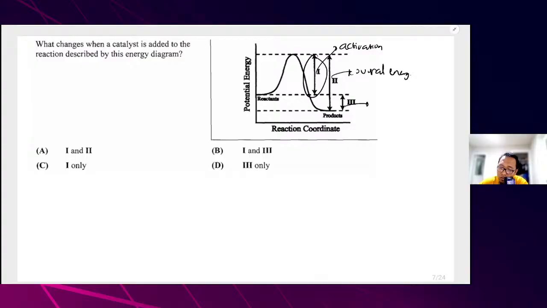Okay, this is not overall. After I'm checking, I think this one is also activation energy. If it's the reverse reaction, this is the forward reaction. This one is delta H for the reaction. So the answer will be 1 and 2.